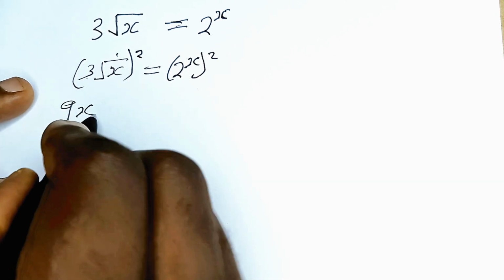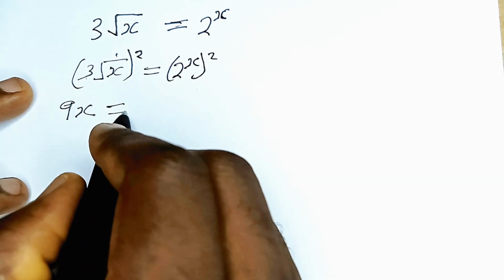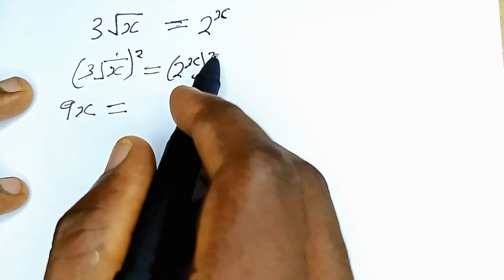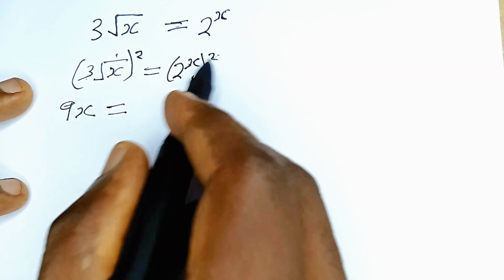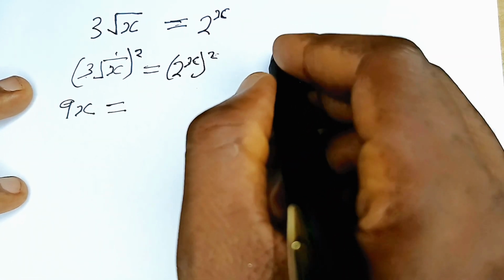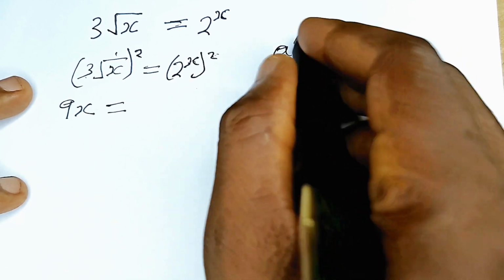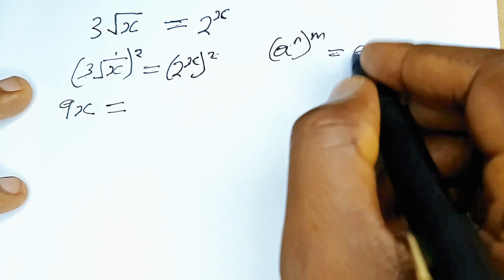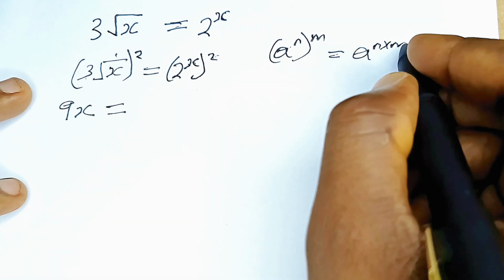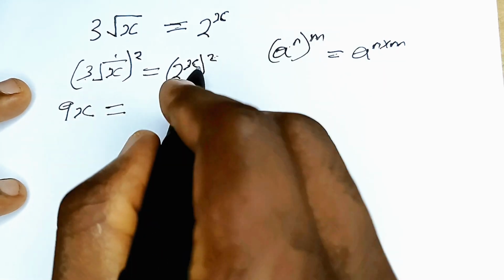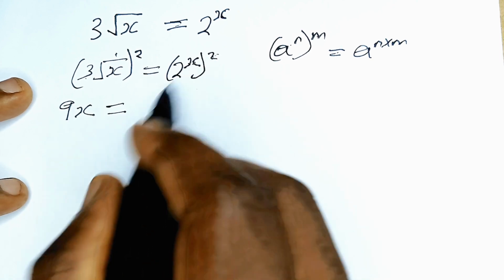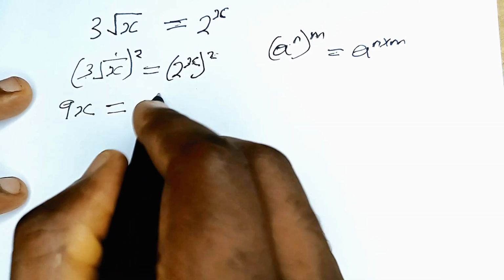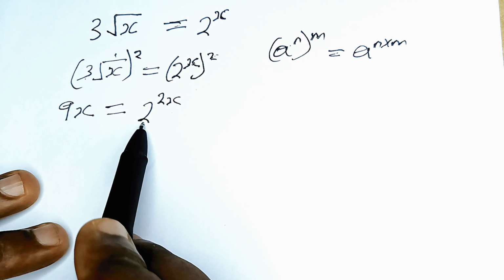So we have 9x is equal to squaring this, under the law of indices. If you remember, this and this will multiply. Recall, you have a raised to power n, raised to power n, so it means a raised to power n times n. Applying that here, x times 2 will be 2x, so 2 raised to the power of 2x.